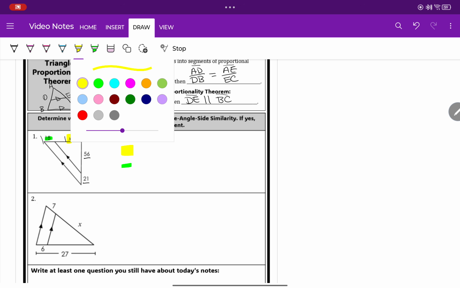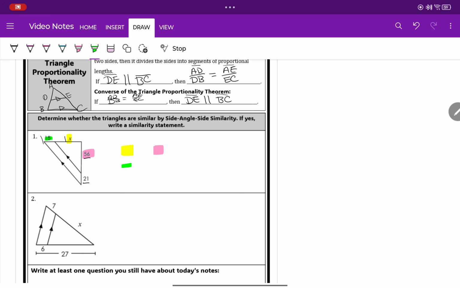Okay, let's change that to pink, so blue, and I'm going to write my proportion. So I have x over 18 is equal to 56 over 21. And now that I'm here, I can cross multiply. I get 21x is equal to 18 times 56, which is 1,008. I can divide both sides by 21, so I get x is equal to 48.